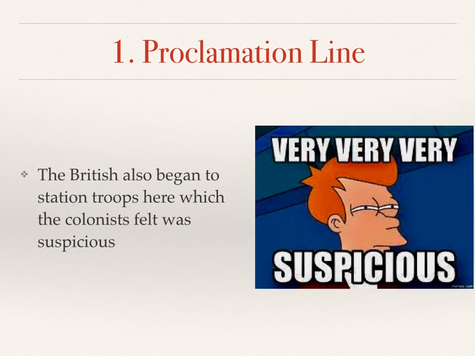The British also began to station troops here along the Proclamation Line for defensive purposes. But the colonists really mistrusted them because there had been no defensive troops there when there were enemy soldiers, the French. So they were suspicious as to why they would put in troops there other than to control the colonists.